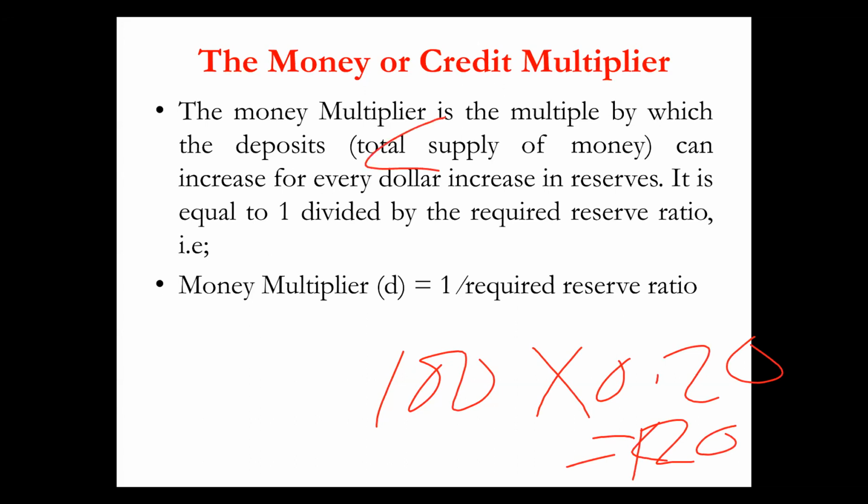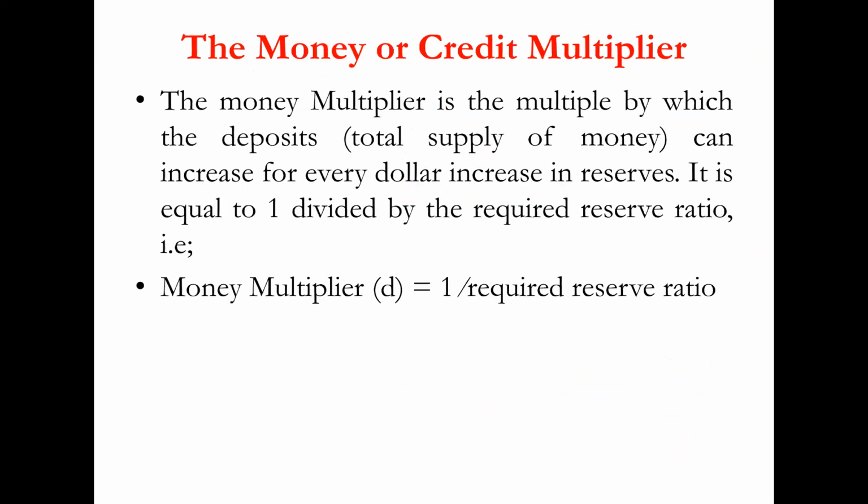Then the remaining 80 kwacha will be treated as the loanable amount. So the bank will give out a loan worth 80 kwacha and make a deposit to someone's account. Every time the bank has a deposit, a certain fraction remains as a reserve that is added to the total reserve like that. Is that clear? Okay.